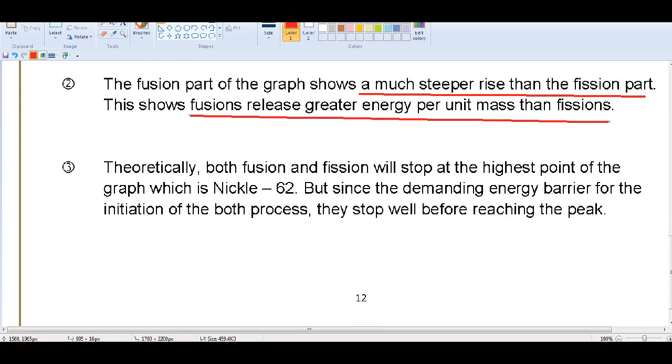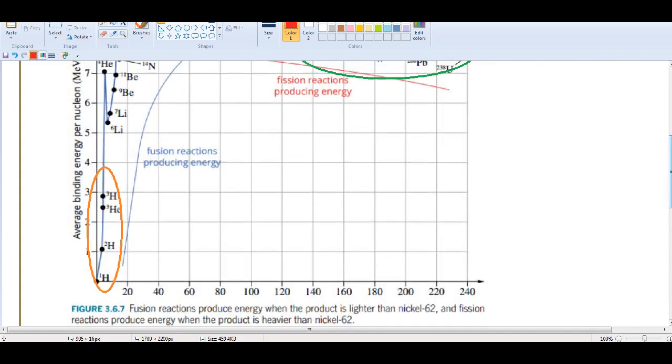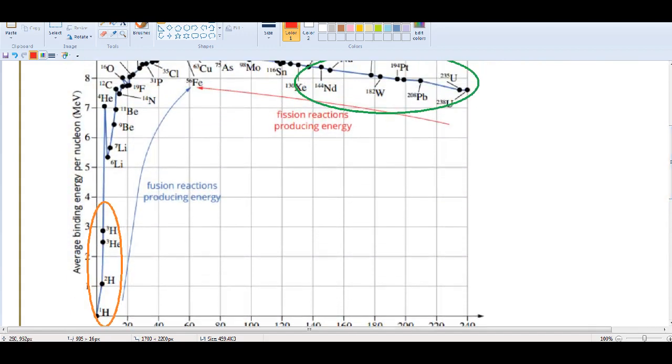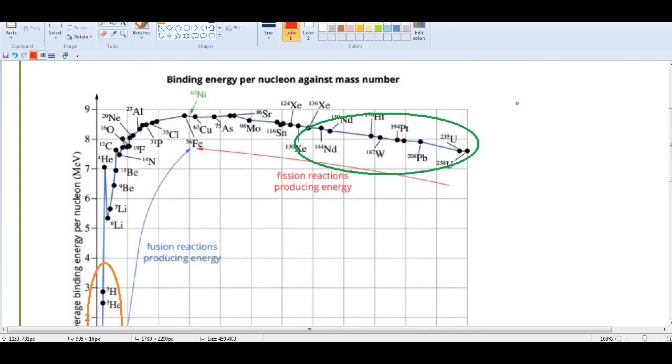Theoretically, both fusion and fission will stop at the highest point of the graph, which is iron. But since there is a demanding energy barrier for the initiation of both processes, they stop well before reaching the peak. For example, for the sun, most of the reactions stop at helium-3. For our nuclear plants, most of our reactions stop around Sn or Xe. It's very hard to go closer to the highest point.